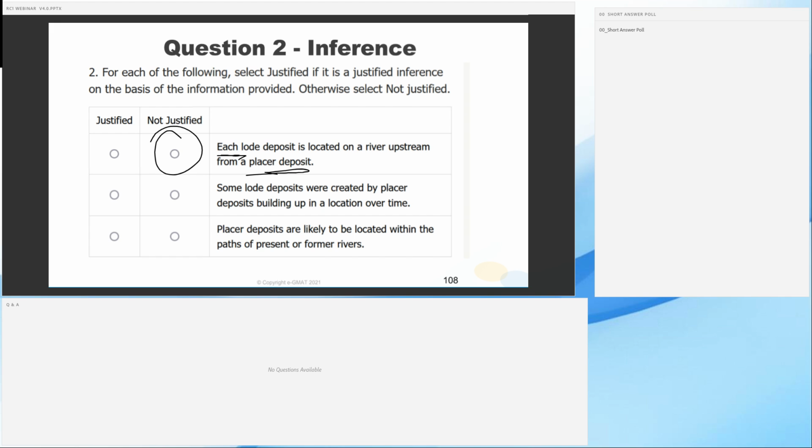Let's look at choice B, or number 2 statement. Some lode deposits were created by placer deposits building up on a location over time. Does the passage say that placer deposits lead to lode deposits, or is it the opposite? What does the passage say? It's the opposite, so not justified either. And placer deposits are likely to be within the paths of present or former rivers. Absolutely, that's justified based on the statements. So no, no, yes. Let's see how you guys did over here. MSR Q2.